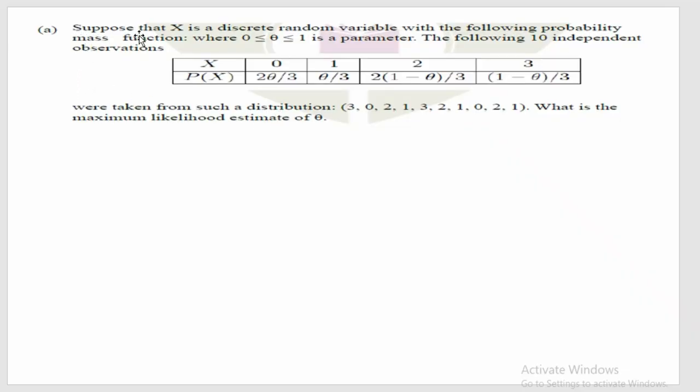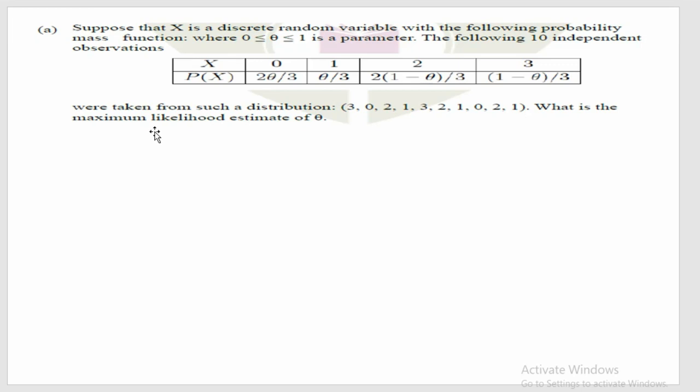See, suppose that x is a discrete random variable with the following probability mass function, where theta ranges from 0 to 1 is a parameter. The following 10 independent observations are as shown in the table, and they are taken from such a distribution: 3 0 2 1 3 2 1 0 2 1, and what is the maximum likelihood estimate of theta?